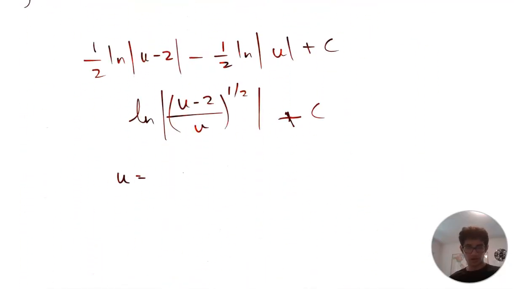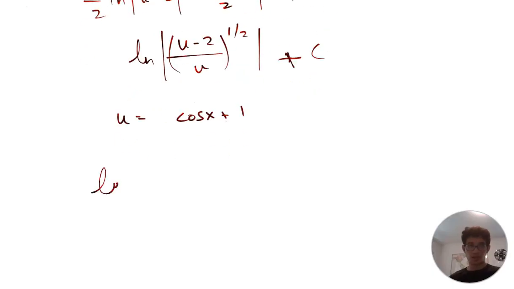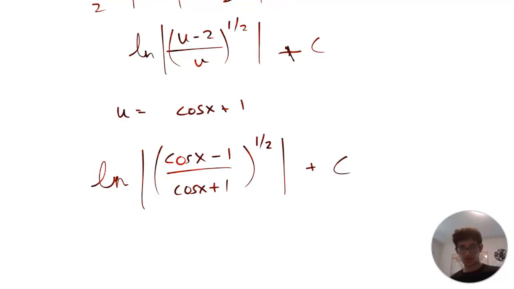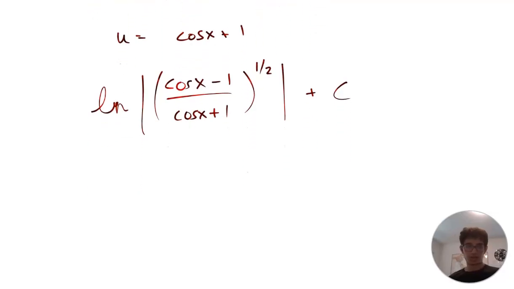So we have to go back to our definition here of cosine x plus 1. And so now what do we have? Now we've got natural log of cosine x minus 1 over cosine x plus 1, to the 1 half. A few different ways of going about simplifying this. I think probably the nicest one is to multiply by cosine x minus 1. So this is now what we get.